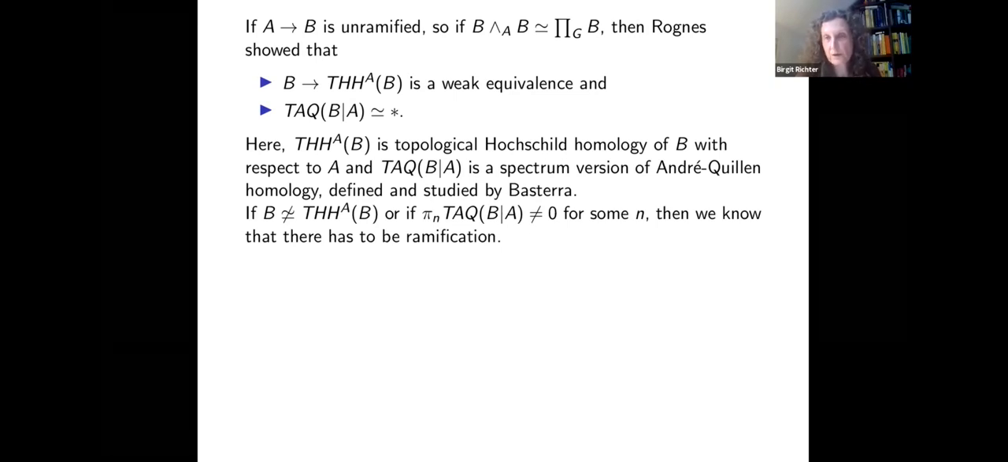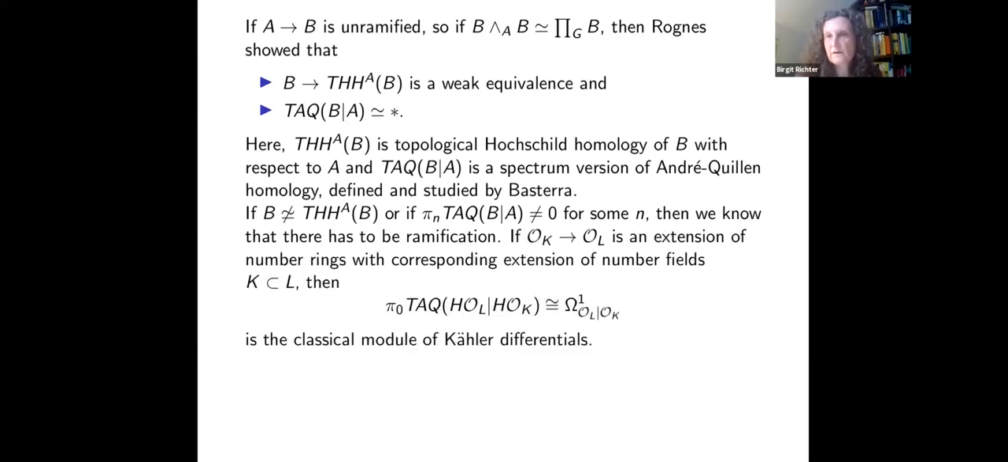So what you know is if one of these things goes wrong, so if THH is bigger than just the base ring, or if you actually have non-trivial Andre-Quillen homology groups, then there has to be ramification. So this is a method of detecting ramification, and THH is not so bad to calculate in many cases. This can be done.